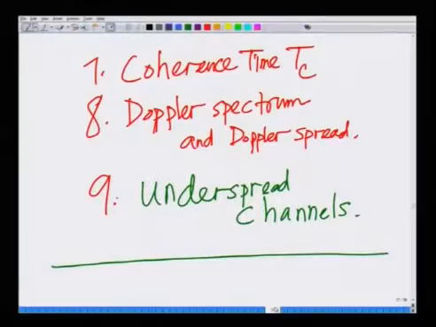We also looked at the concept of a coherence time, or the time for which a wireless channel is approximately constant, the Doppler spectrum and the Doppler spread, and the concept of underspread channels. Hence, we have looked at several aspects to comprehensively characterize the behavior of the wireless channel. Please revise these concepts again to enhance your understanding of the wireless channel.